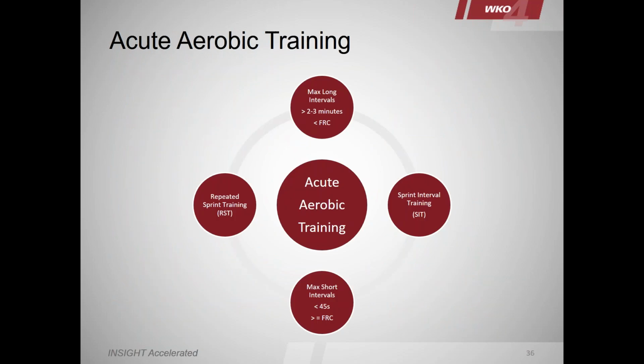So what does that look like? Well, I break it down into 4 areas: max long intervals, max short intervals, repeated sprint training, and sprint interval training. Starting with max long intervals, these are full max aerobic intervals. If you're looking at optimized intervals, you have maximal aerobic intervals. They are controlled rest of 1 to 1 or under 5 minutes.